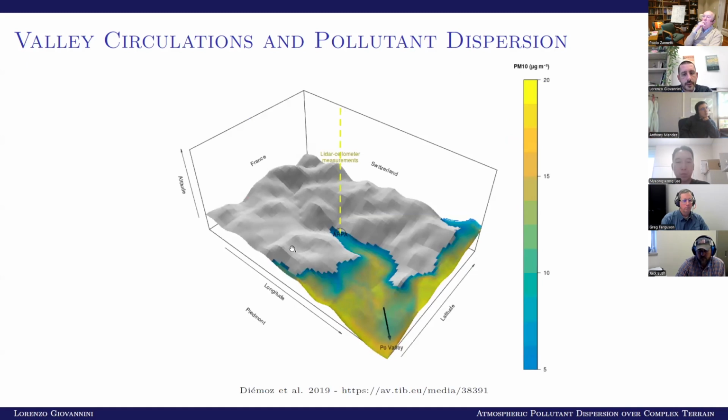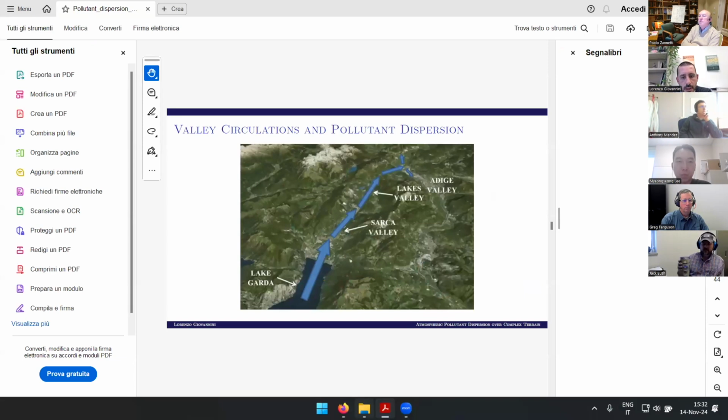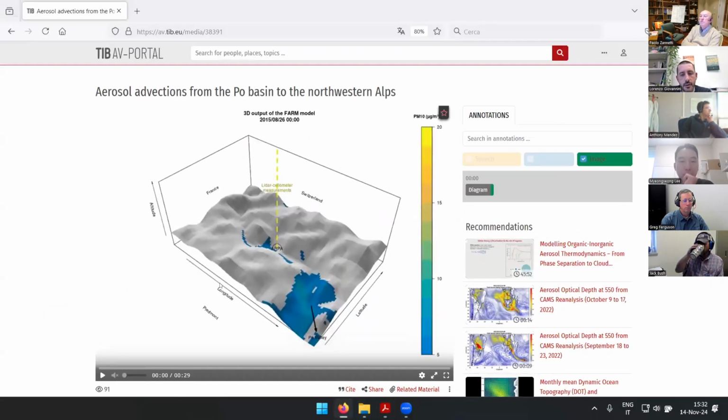And this is another similar example from another paper by Henri Diémoz et al. 2019. Here I move to this website where there is the animation, the supplementary material of this paper. In this paper, the authors simulated the effects of thermally driven circulations on aerosol concentrations, again in an alpine valley. In this case, it is the Aosta Valley, which is located in the northwestern Italian Alps.